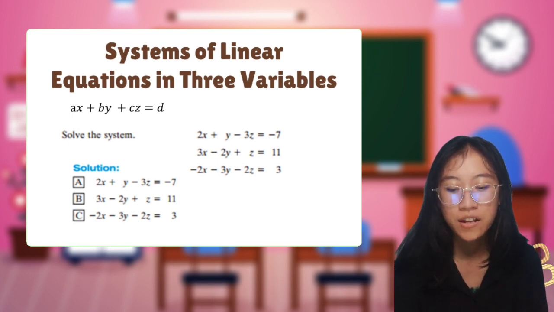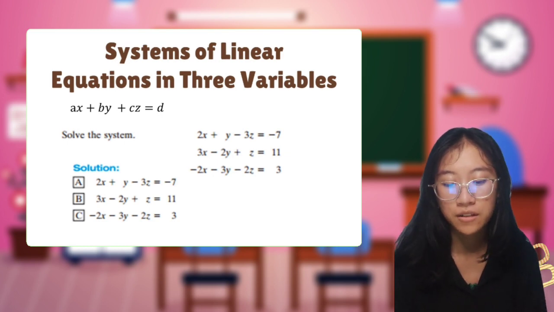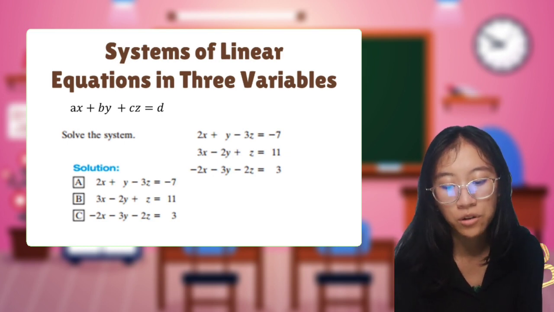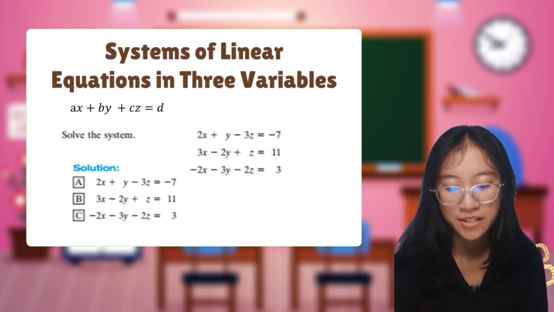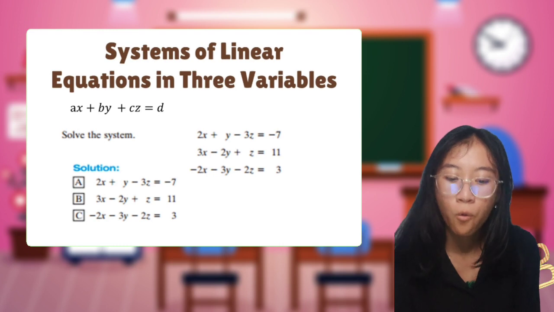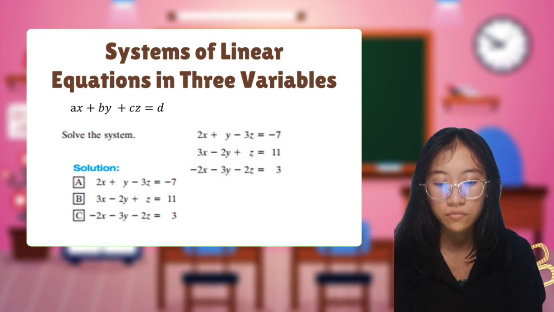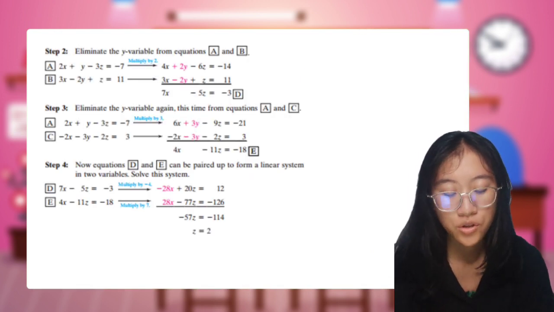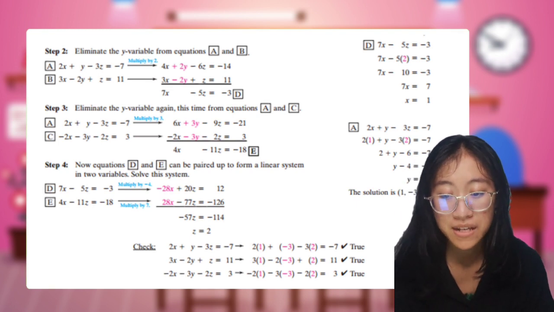It is often helpful to label the equations. The y variable can be easily eliminated from equation A and B and from equations A and C. This is accomplished by creating opposite coefficients for the y terms and then adding the equations. Step 2. You should eliminate the y variable from equations A and B.